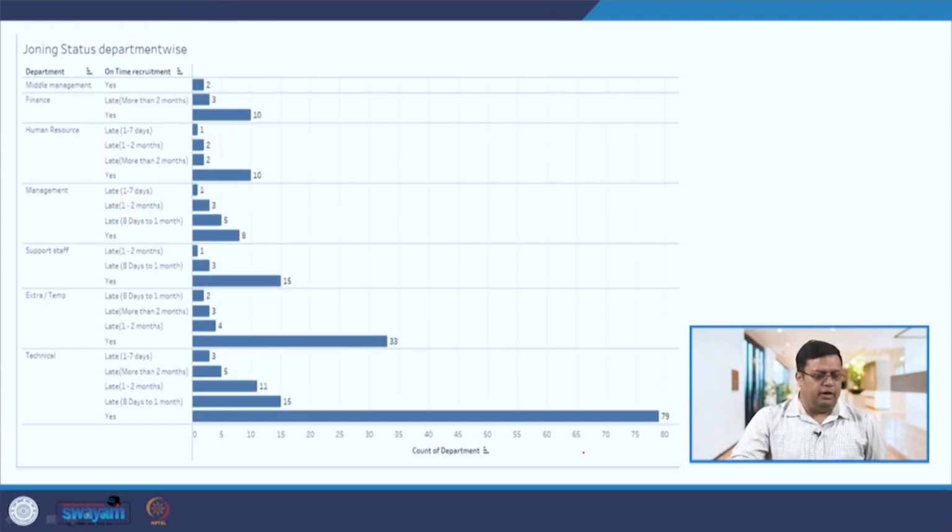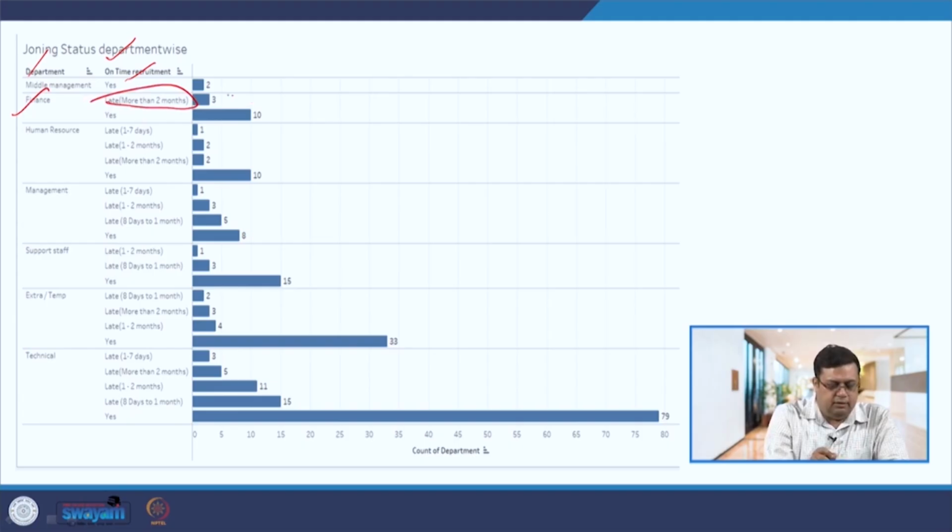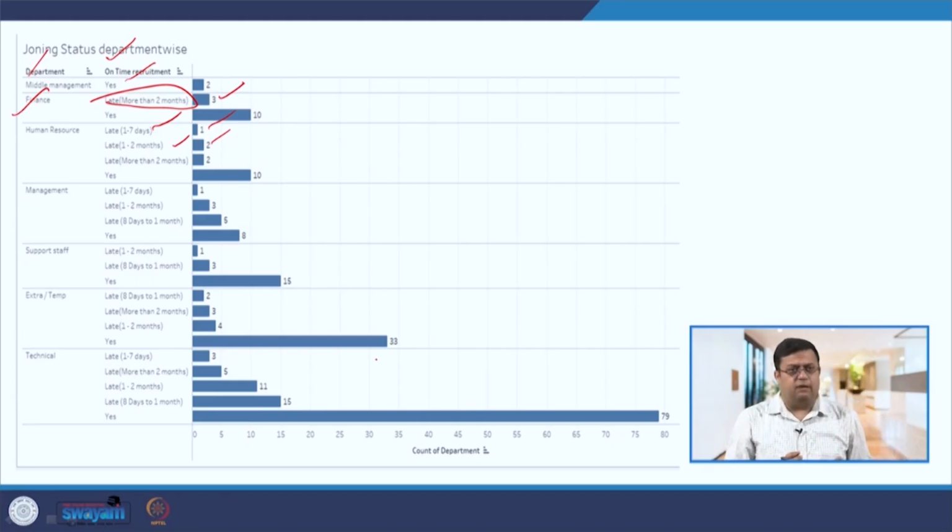Here you can see the joining status: on time, recruitment, department, and then how many people have joined when, middle management. On this side you can see the departments. Late more than 2 months, 3 people have joined; late 1 to 7 days, only 1 person has joined; 1 to 2 months, 2 people have joined. So the joining data is there department-wise: when the offer is given, after how many days people have joined the department, and what the number is. That is what you can check here.